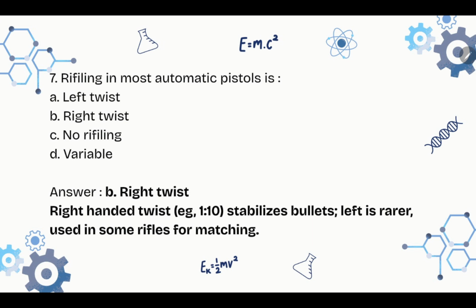Seven, rifling in most automatic pistols is. The correct answer is option B, right twist. Most automatic pistols have right-hand twist rifling, which helps stabilize the bullet during flight.